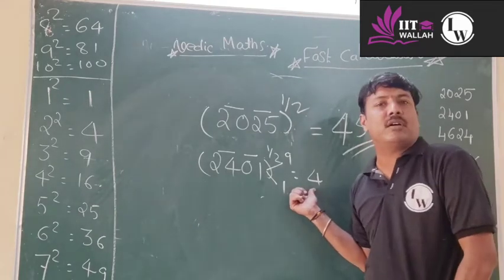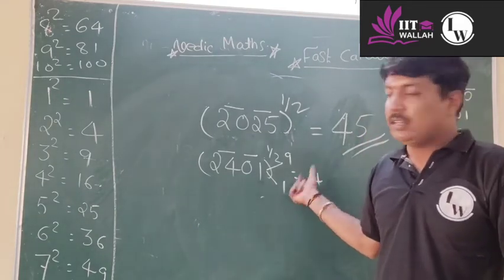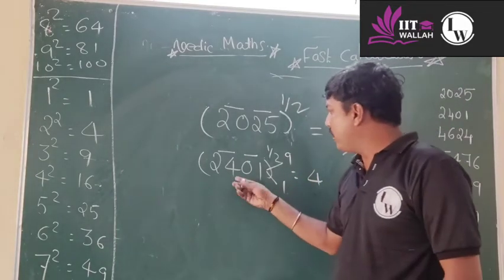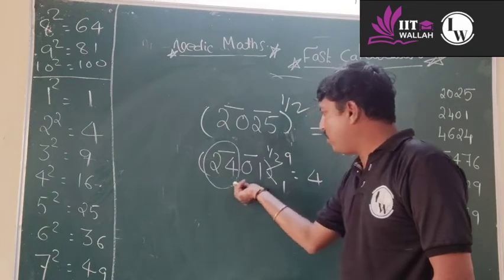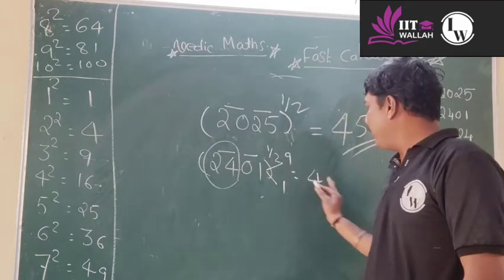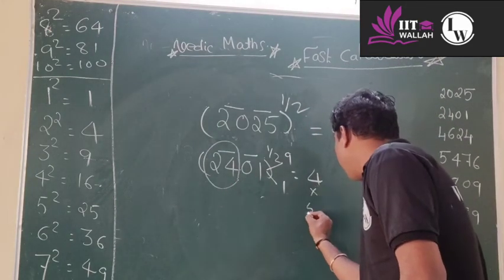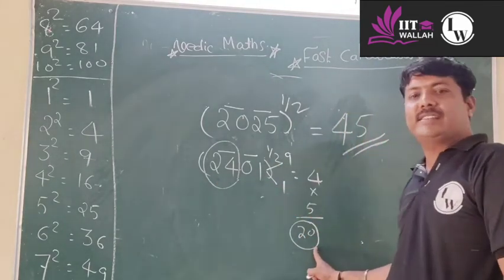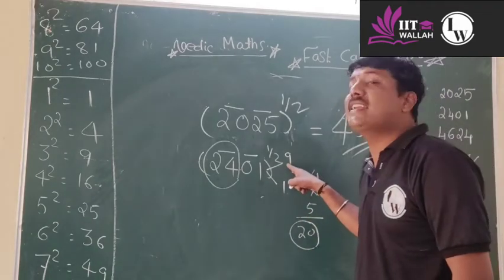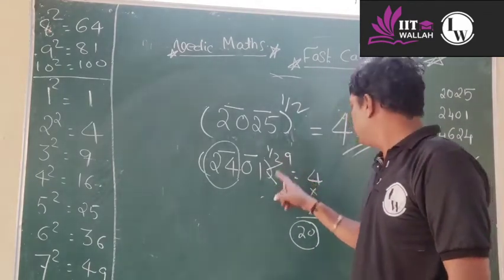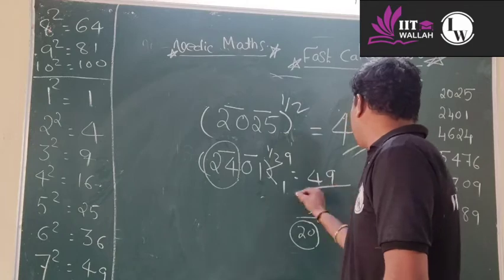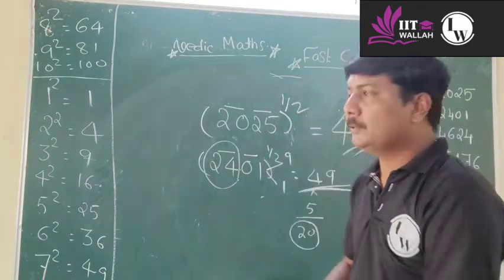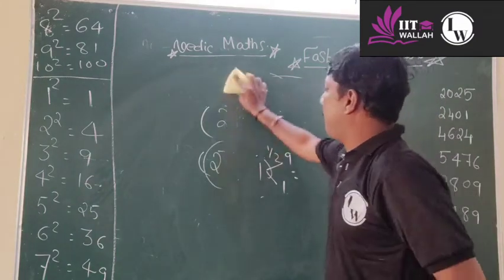What is the successor of 4? The successor of 4 is 5. 5 4s are 20. We got 20. But our first group is 24. Here we got the product 4 into 5, 20, and our number is greater than 20. So we will select the greater number from these two options. So the greater number is 9. So 49 is the square root of 2401. Clearly understood? Okay.